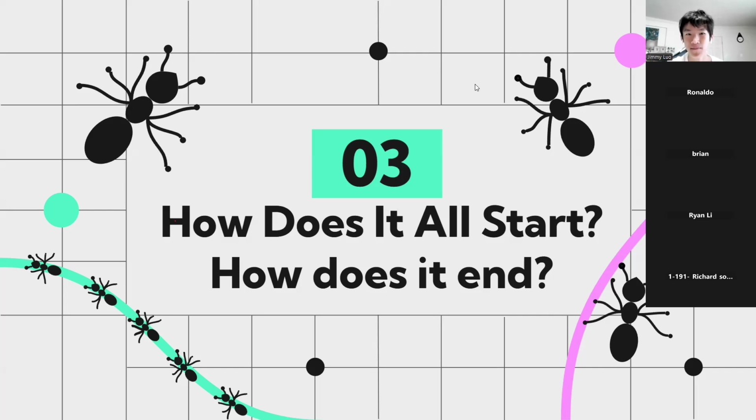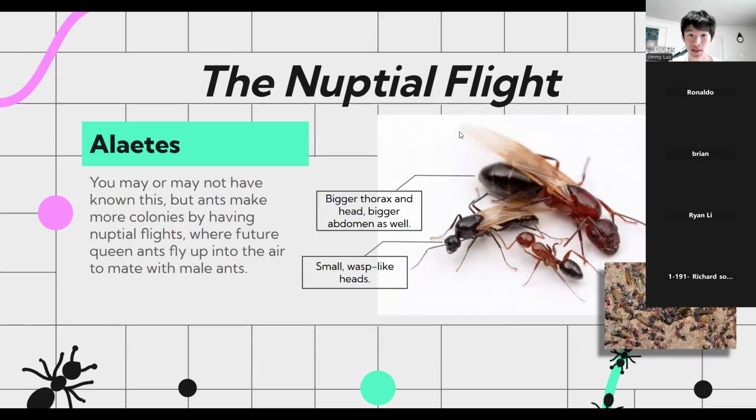And we can see here, oh, what's this? An alien. So what is an alien? An alien is basically an ant that is like a starting queen, right? Think of it as a prince or a princess in a kingdom. And you may or may not notice, but ants make more colonies by having nuptial flights. So ants can actually fly. It's where future queens fly up into the air and mate with male ants, right?